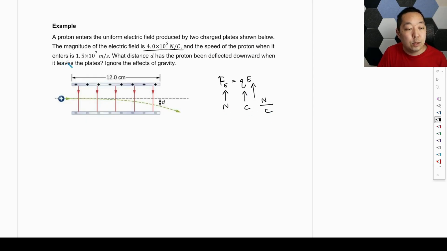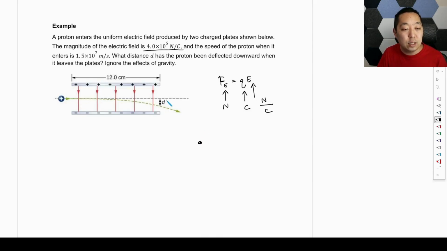The speed of the proton when it enters is 1.5 times 10 to the 7. What distance d is the proton deflected downward when it leaves the plate? Ignore the effects of gravity. So this guy, because it has an electric field downward, is pushed downward, right? The direction of the electric field is the direction that a positive charge would experience a force. So the electric field is pointing down, so the charge is going to experience a downward force, right?